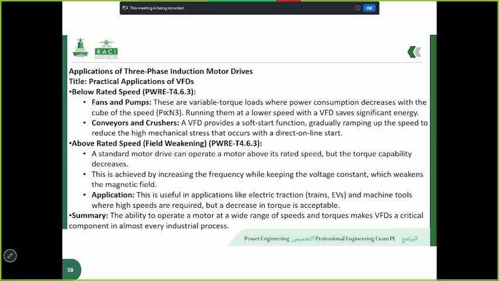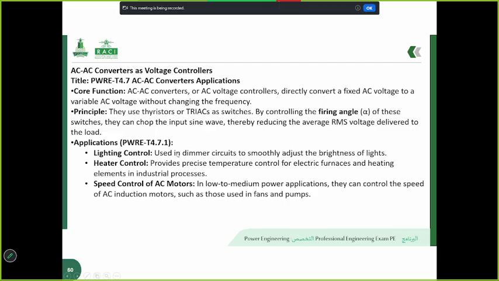So this process weakens the motor's magnetic field, which allows the motor to spin faster. The key trade-off here is that as the speed increases, the torque producing capability of the motor decreases. So this technique is commonly used in electric traction systems, such as in electric vehicles and trains, where high speeds are sometimes needed for short periods and reduced torque is acceptable.